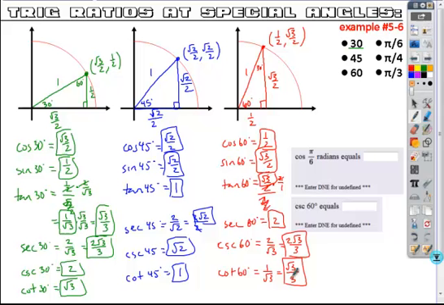So for these two questions right here, the cosine of pi over 6 is equivalent to what? Pi over 6 is what degree measurement? Pi over 6 is 30 degrees, so the cosine of 30 degrees we see is root 3 over 2. And what about the cosecant of 60 degrees? We established it. It's 2 root 3 over 3.